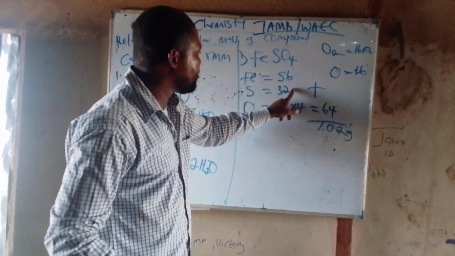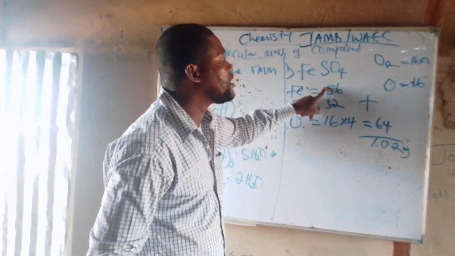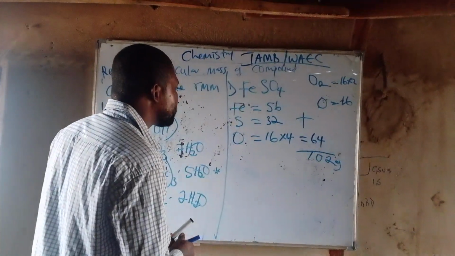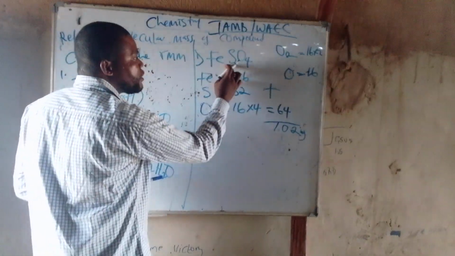6 plus 2, this is 8. 8 plus 4 is 12. 2 carry 1, put that 1 here, 6. 6 plus 3 is 9. 9 plus 1 is 10. 102 grams. So this is now the mass of FeSO4.